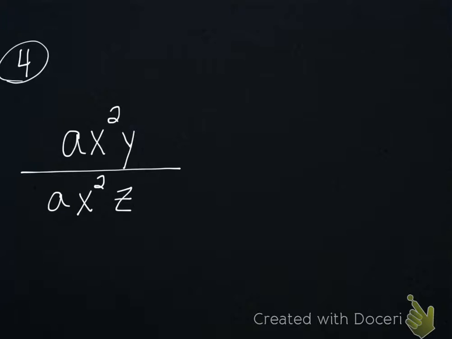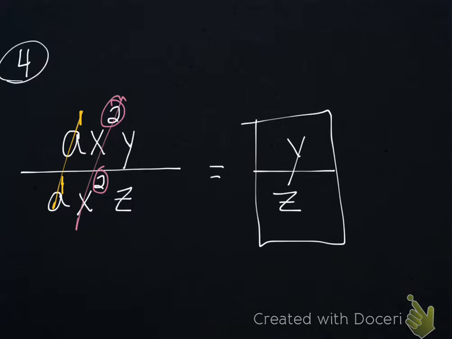Number 4. Again, a monomial over a monomial. I cannot factor monomials, so I look at each thing. I have a to the first and a to the first. Those cancel. Then I have x squared and x squared. Those cancel. y and z are different variables, so those will not simplify or reduce. So my answer is just y divided by z.